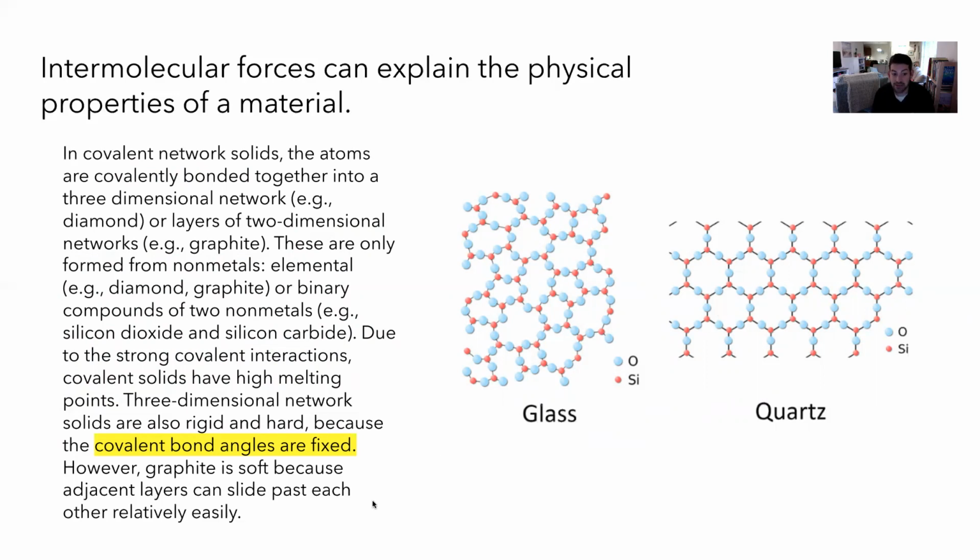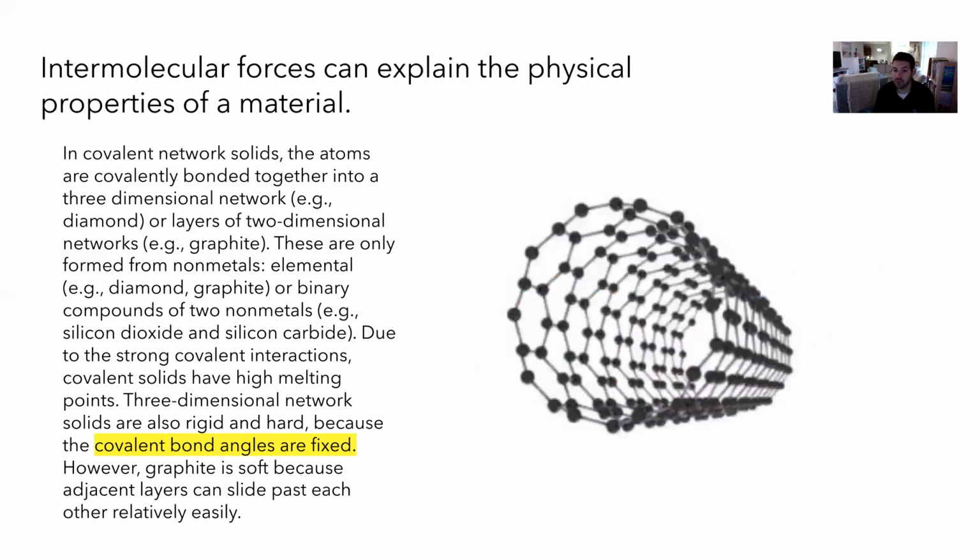All right, now something like graphite is soft because it has adjacent layers that can slide past each other. All right, so the more three-dimensional the network is, the much stronger it's going to be. Think about the diamond. Now, for some of these structures, they're only in 2 dimensions. So we have layers of them. They're not quite as strong.